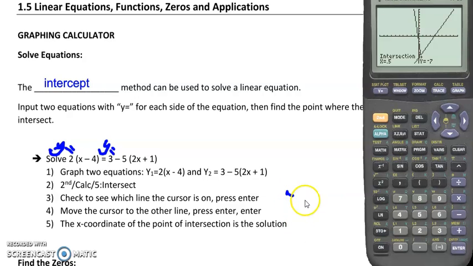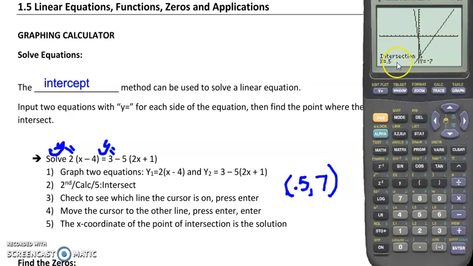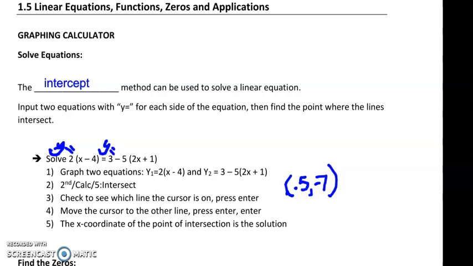As soon as I started writing, the calculator moves away. So I'm going to write this point down. They meet at 0.5 or 1/2, comma, -7. So 0.5, -7. That is my point. So 0.5 on the x axis and -7 on the y, and that's a 0.5, not a -5.